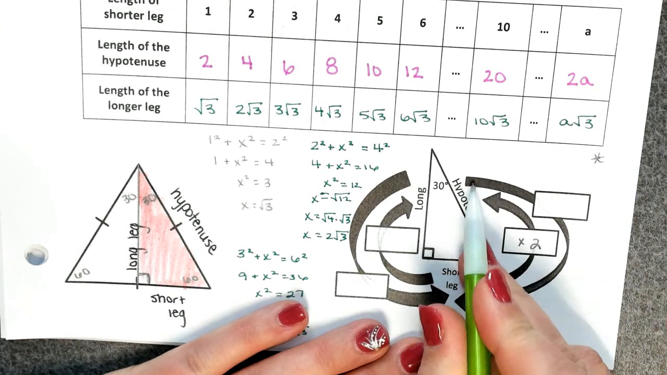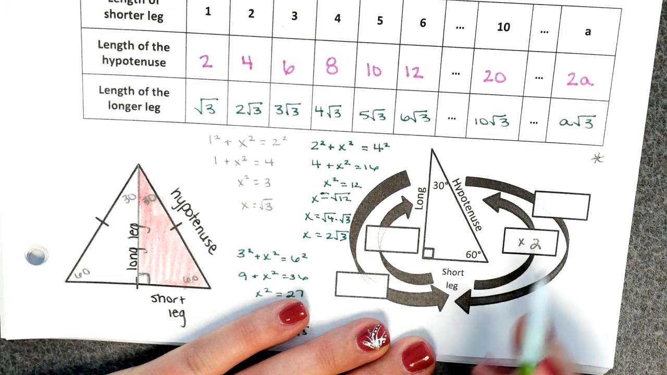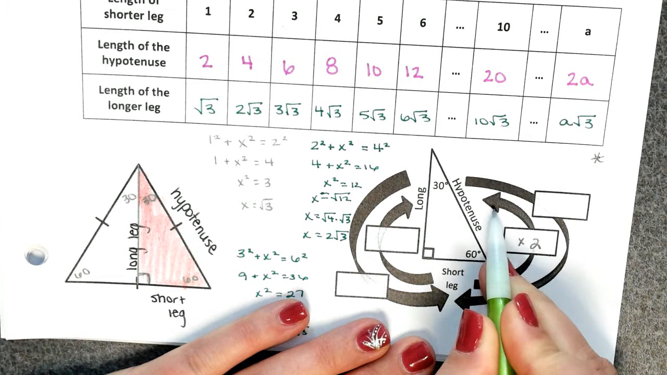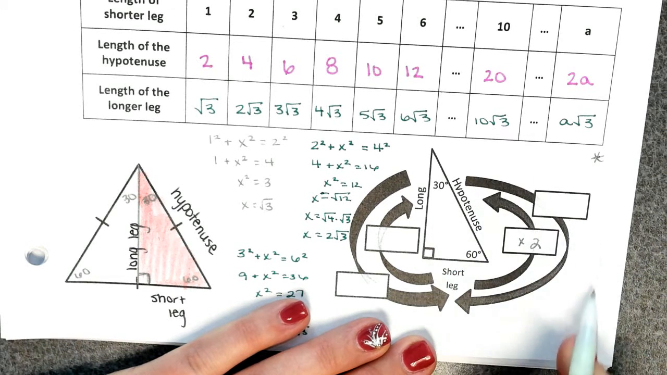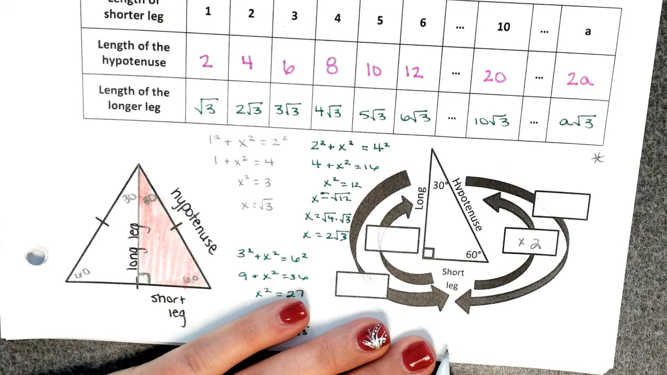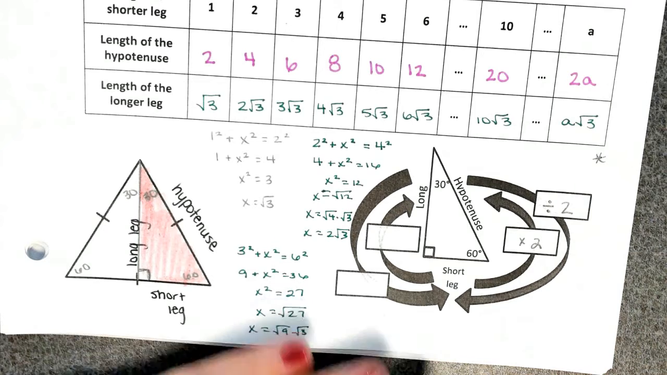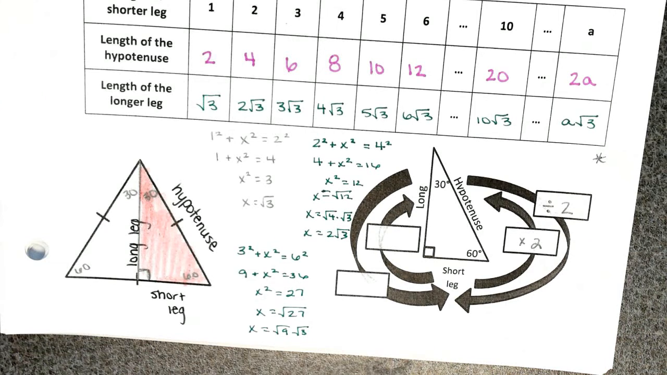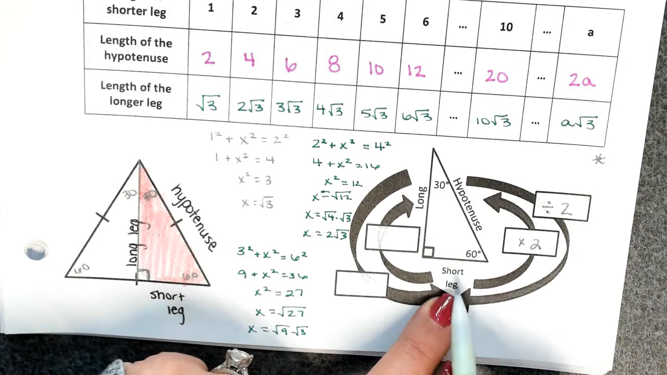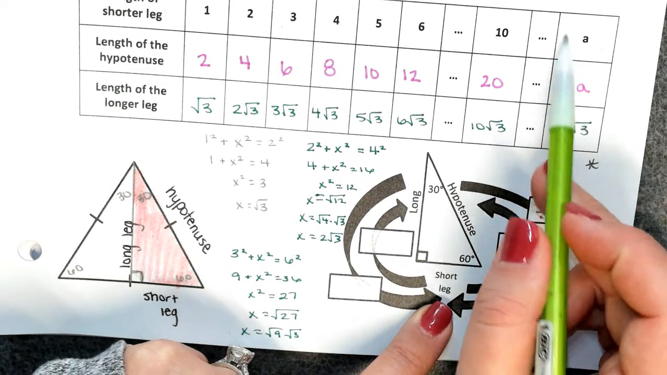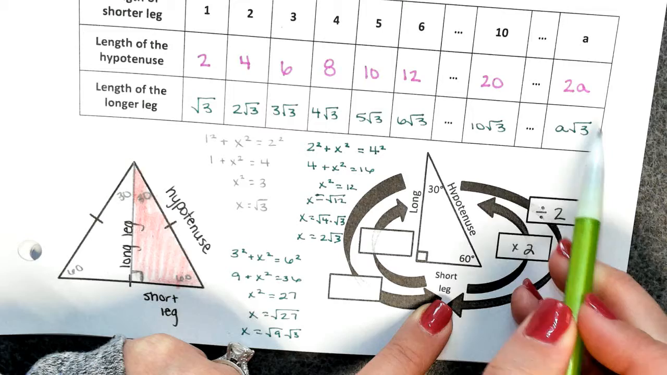If I was going from the hypotenuse to the short leg, though, so if I'm going this direction, how do you undo multiplying by 2? What's the opposite of it? Dividing by 2. Okay.